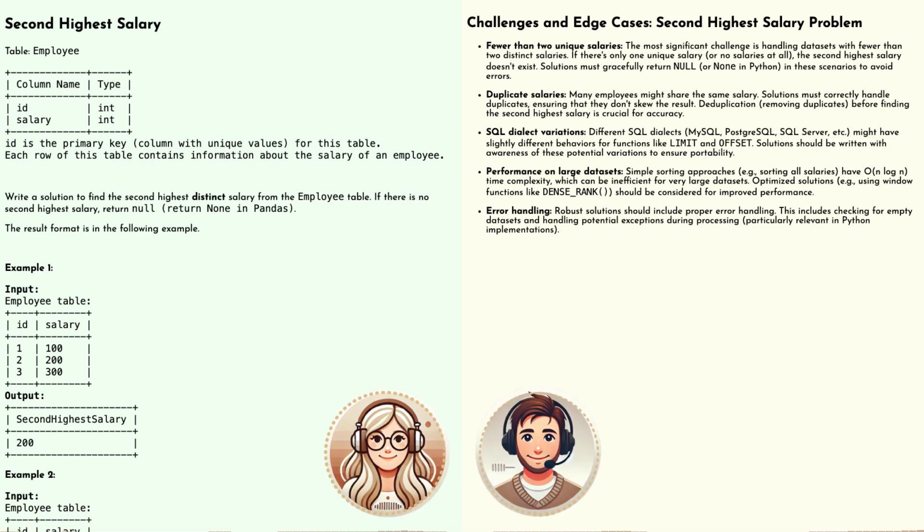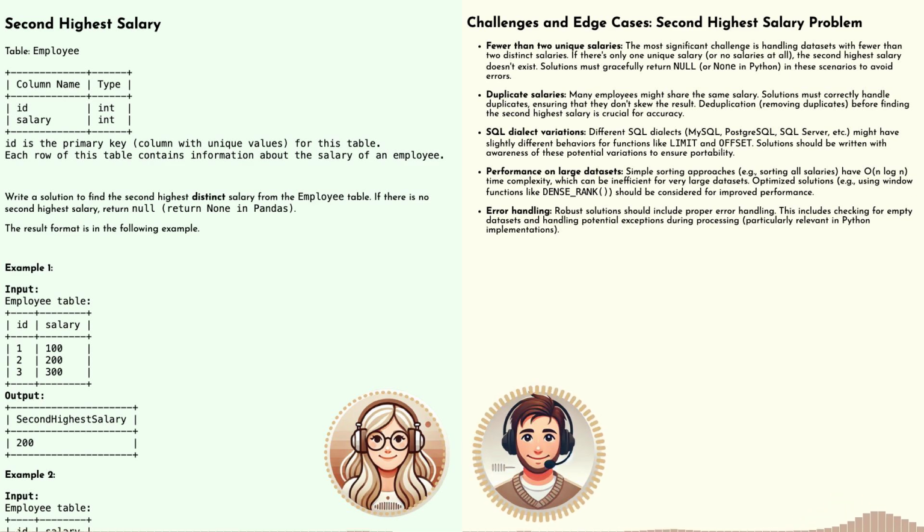Are there any other tricky situations we should watch out for? Absolutely. Like, what if we have duplicate salaries? Great point. Let's say our highest salary is $100,000, and we have 5 employees making that much. If we just grab the second salary after sorting, we'll end up with another $100,000, which isn't really the second highest distinct salary. That's not what we want. So duplicates are definitely something to keep in mind.